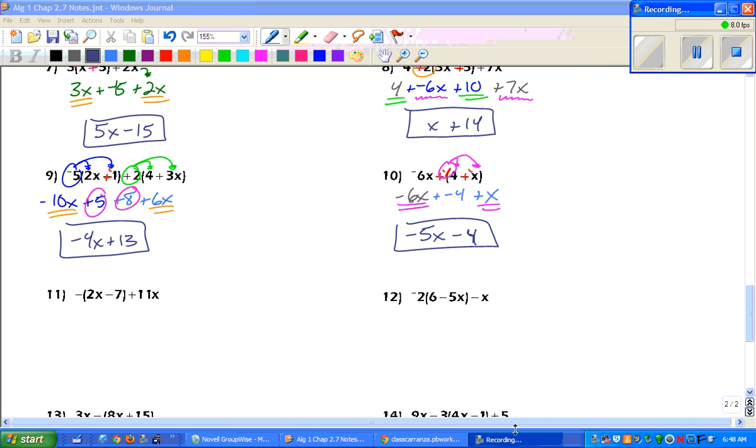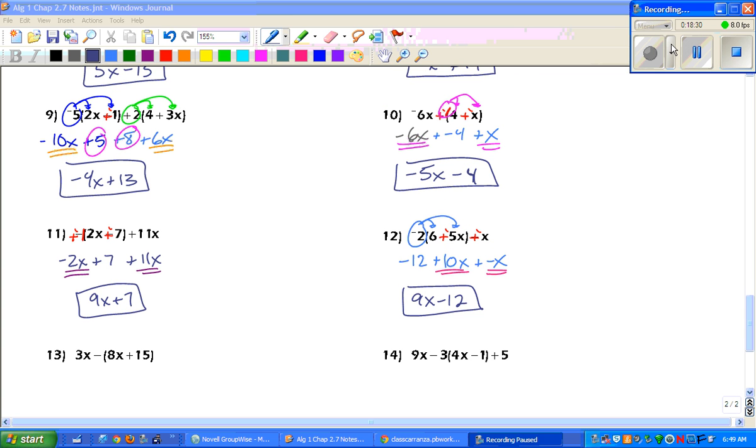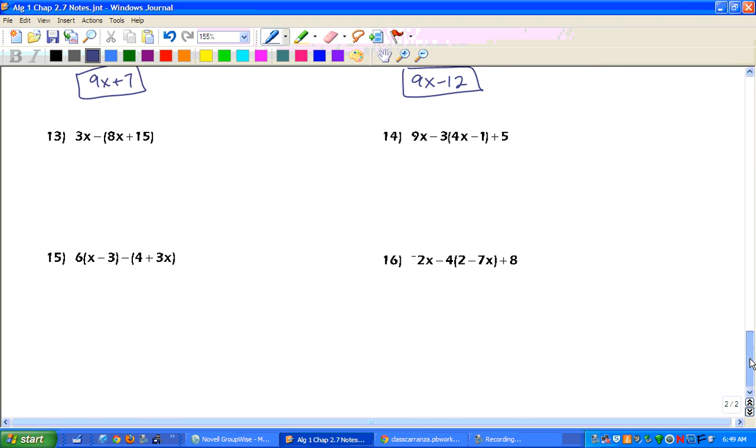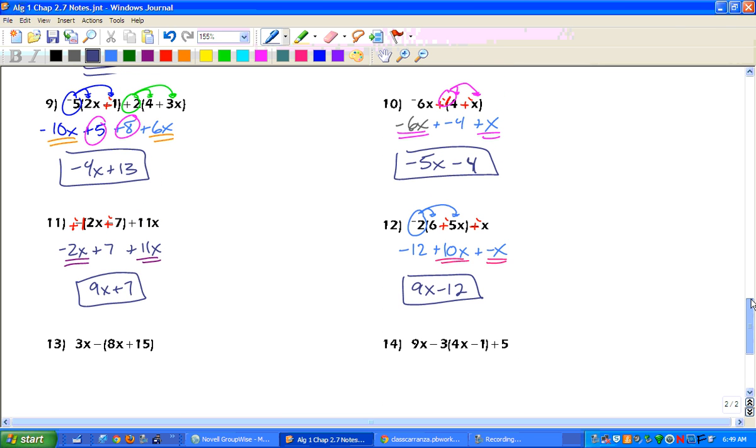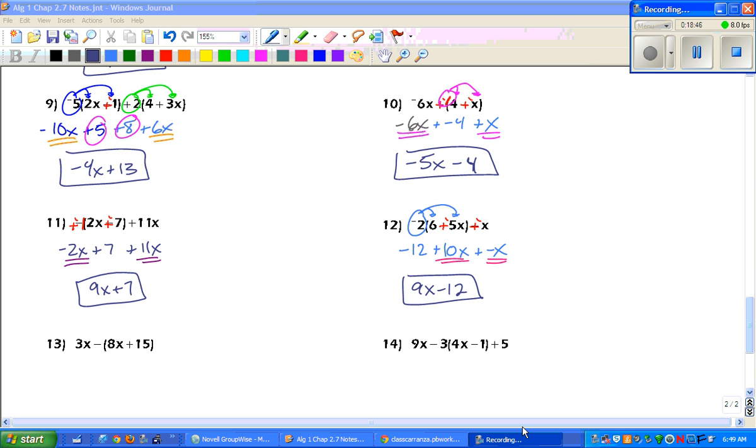All right, why don't you guys go ahead and try 11 and 12. And there are the answers. Okay, now that's all we're going to be going through on our notes today. If you finish the rest of these and you get them right, please show them to Ms. Carranza or myself, and you guys will get extra credit.